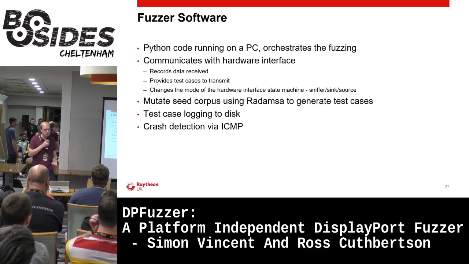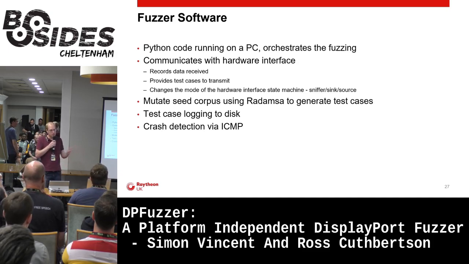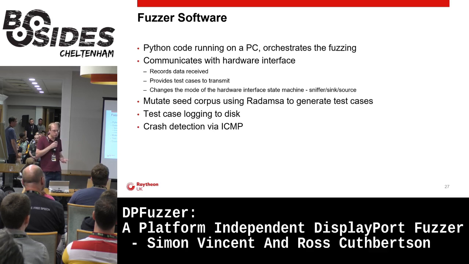So what do we interface this with? Essentially, we wrote some Python code on a PC, and this was sort of the master of the fuzzer, so it orchestrated everything. It communicated with the hardware interface board, as well as generating us test cases. So we recorded test cases from a normal interaction over the wire, and then we used an open source library called Radamsa, and this would mutate, so it would add randomness, flip bits, things like that. And we could then take these test cases and feed them into our hardware interface board, which would put them on the DisplayPort channel.